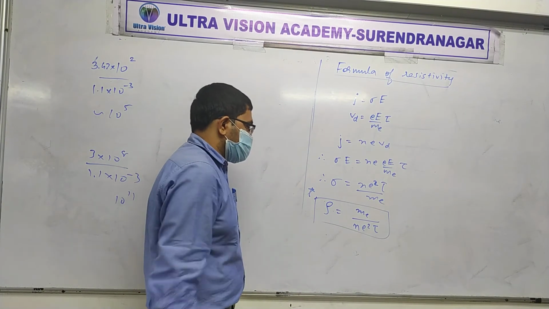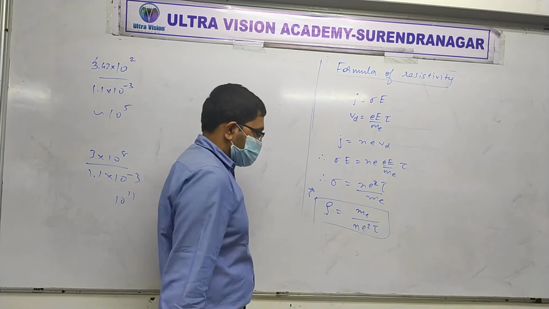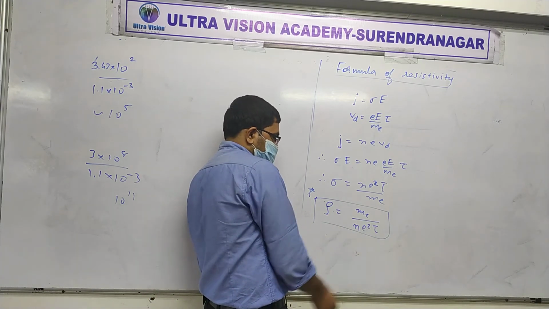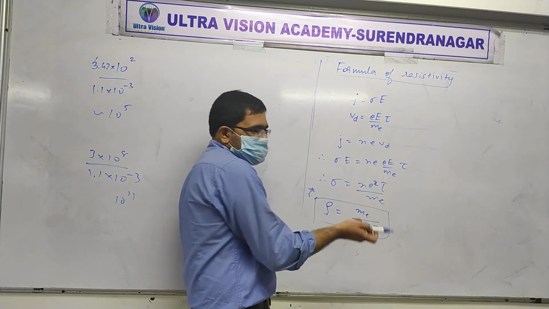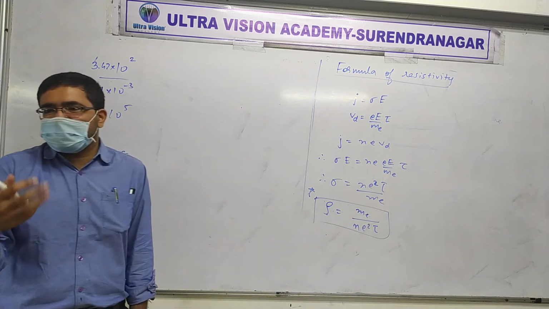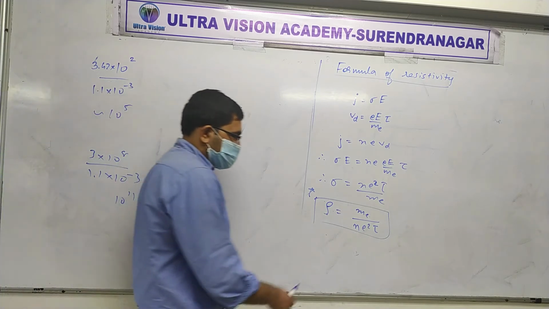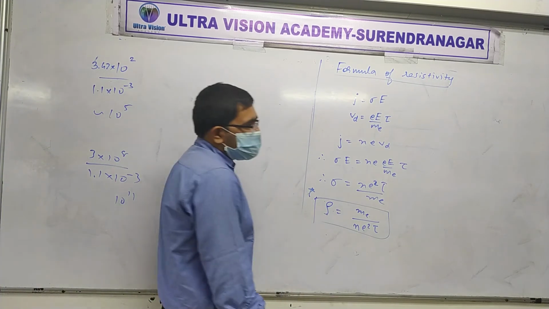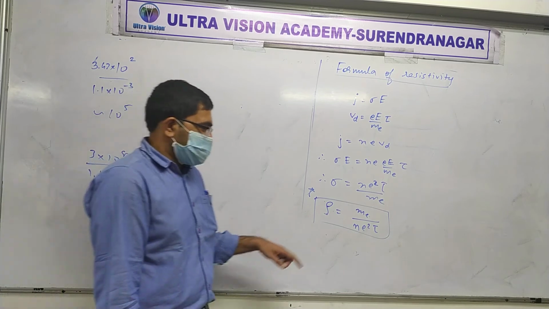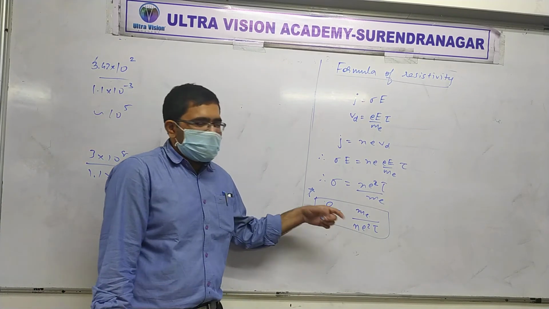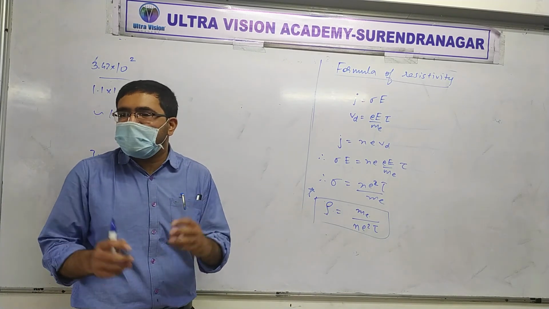So what is this telling you? Resistivity of a conductor depends on a few things. Mass of electron. Suppose electrons would be heavier, then metals would have more resistance or resistivity. And number density is a very crucial factor. Number density means how many free electrons are available per unit volume.